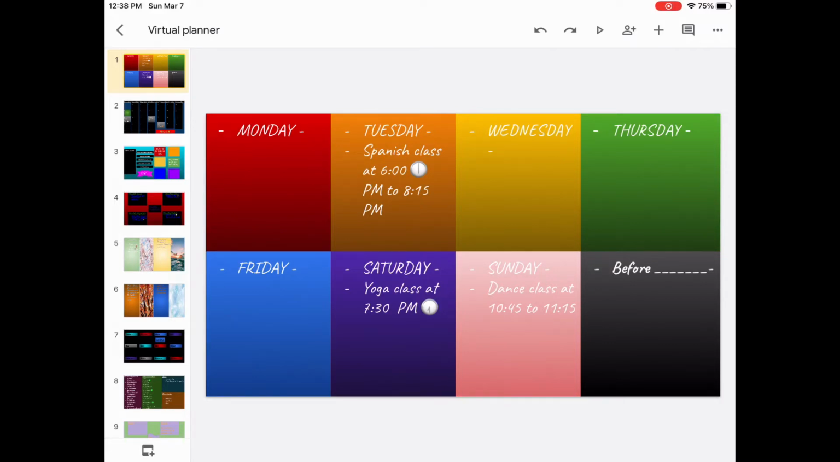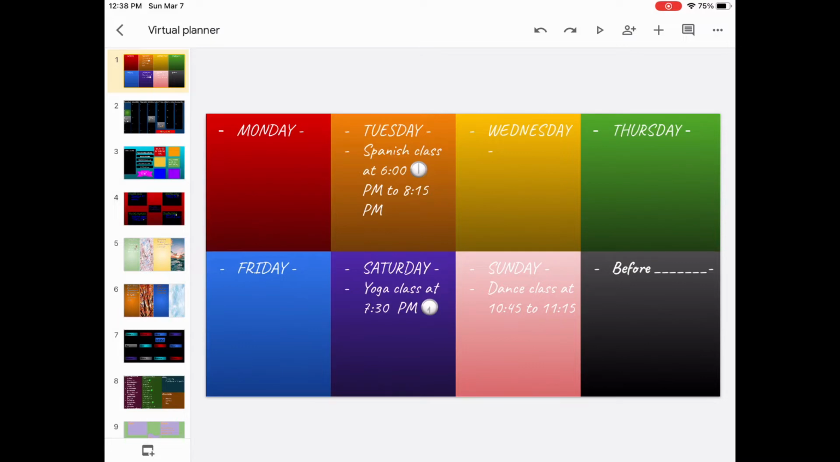So let's get started. For the first slide that I'm doing, it's the days of the week, Monday, Tuesday, Wednesday, Thursday, Friday to Saturday. The things you see under some of the days are just examples on how to use it. I don't actually have Spanish class and I don't actually do dance. Those are just examples.